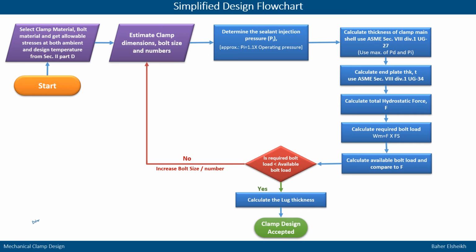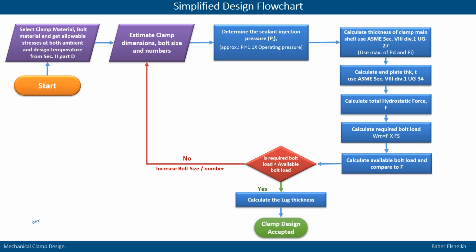Estimate the clamp dimensions, bolt size, and number of bolts, and in this case it is very important to check the actual dimensions of the leaking pipe at site. Don't just use the nominal dimensions from the standards. You have to verify the actual dimensions at site. You have to do an inspection to see the extent of the clamp to be applied.